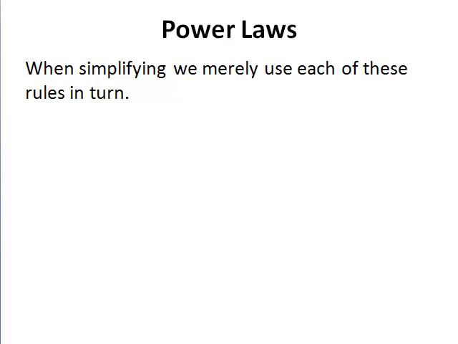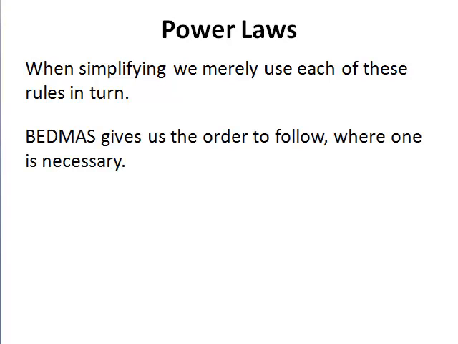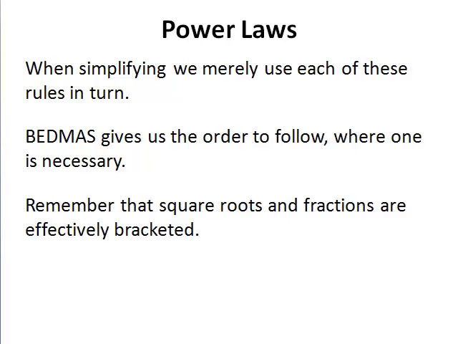And we use each of those rules in turn, remembering that BEDMAS still applies at all times in maths, and that includes in algebra, and that square roots and fractions are effectively bracketed. So in this case, the square root applies to all of the x squared times x to the 8, because the bar goes all the way along, so that part must be done first. Then we halve it to get x to the 5.